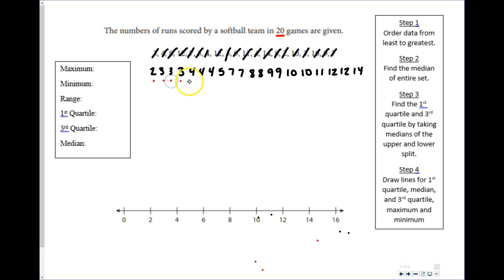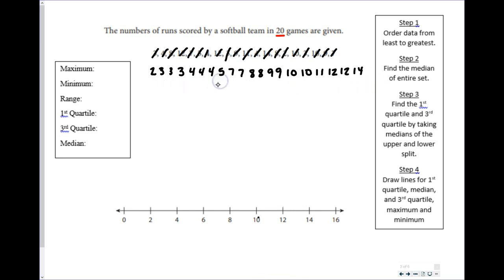So 1, 2, 3, 4, 5, 6, 7, 8, 9, 10, 11, 12, 13, 14, 15, 16, 17, 18, 19, 20, 21. So I'm going to go ahead and recount because I'm scared that I have made some sort of mistake. Maybe I just counted wrong. 1, 2, 3, 4, 5, 6, 7, 8, 9, 10, 11, 12, 13, 14, 15, 16, 17, 18, 19, 20. So I just counted wrong. Notice that I had to check twice to make sure that I'd done it correctly. This is the number one place I believe students make a mistake.